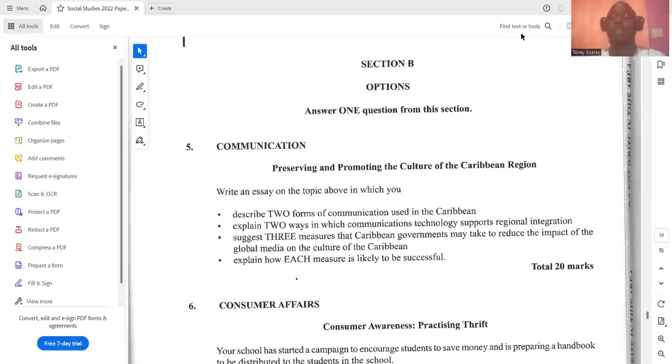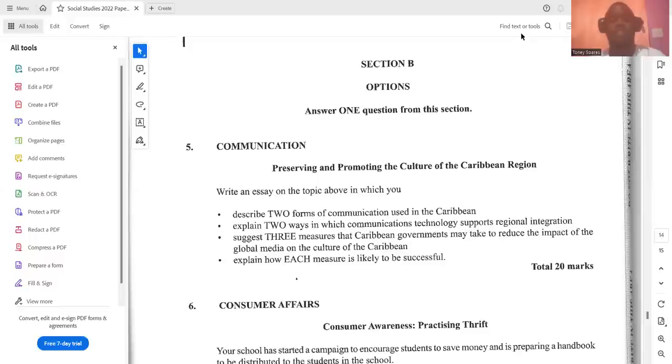Remember, you don't need an introductory paragraph. You don't need conclusions. You don't need a thesis statement. You just indent from the margin and answer each part of the question, because CXC is only going to give you the grade for the answer to each part of the question.